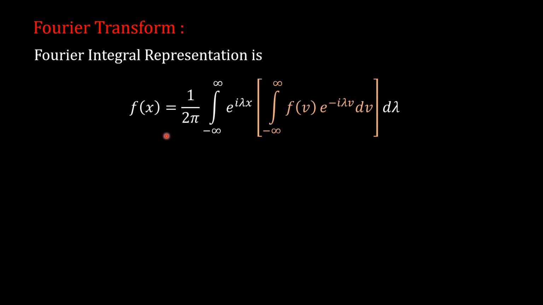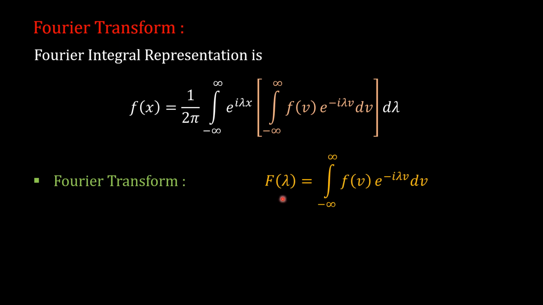Fourier transform. Now in this we are going to obtain the formula for the Fourier transform. The Fourier integral representation in the complex form is f of x equals 1 upon 2 pi, integration from minus infinity to infinity, e raised to i lambda x, integration from minus infinity to infinity, f of v e raised to minus i lambda v dv d lambda. Now whatever the highlighted term is, it is known as the Fourier transform. So the Fourier transform is denoted by capital F of lambda. Lambda stands for frequency.